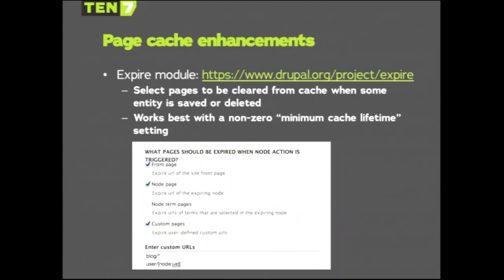An example is that with the Expire module, you can configure it so that when you update a news item, it clears the front page, it clears the actual node of the news item itself, and some custom pages that you define. So here we've added some custom URLs, such as clear out anything that starts with blog, and also clear out the user page of the author of the news node. So whenever an action happens with a node of the news content type, it will immediately invalidate these selected ones from the page cache while leaving other things in the page cache.